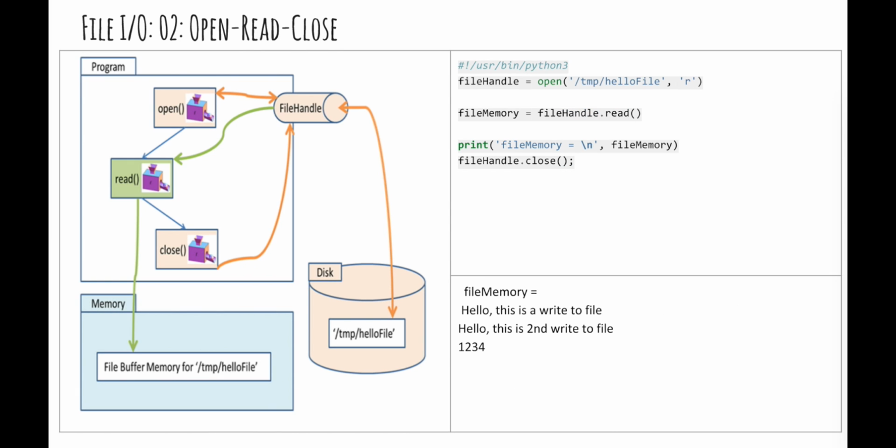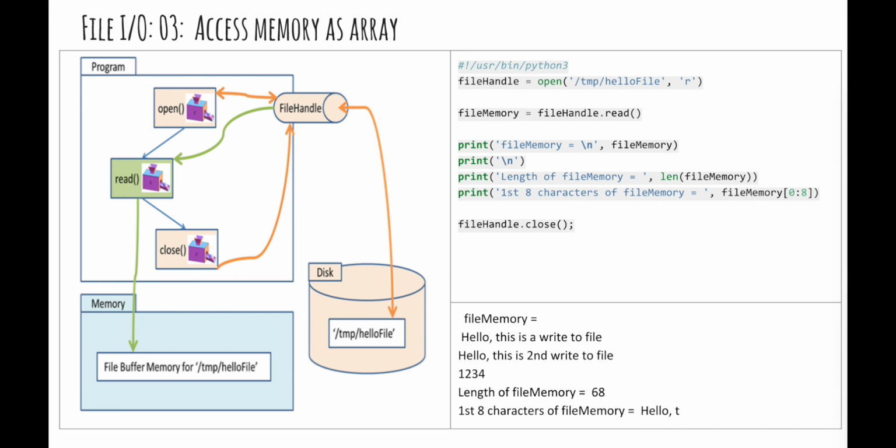In a second scenario, we will read from the file that we just created. The Python program first calls the open function to open the file in read mode, specified by the second argument R to the open function call. Next, the Python program calls the read function on the file handle, which reads data from the file into the memory buffer called file memory. The buffer file memory is an array, and we call the print function on it. Finally, we'll close the file handle to release operating system resources associated with it.